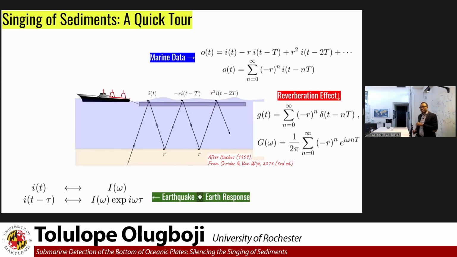And so this is what we're calling the reverberation effect. If you take this output as a function of time and try to write it as a series, this is what you will find for the reverberation effect. Essentially, again, a series of delayed copies modulated by that reflection coefficient. If you write it in the frequency domain, that is what it will look like.